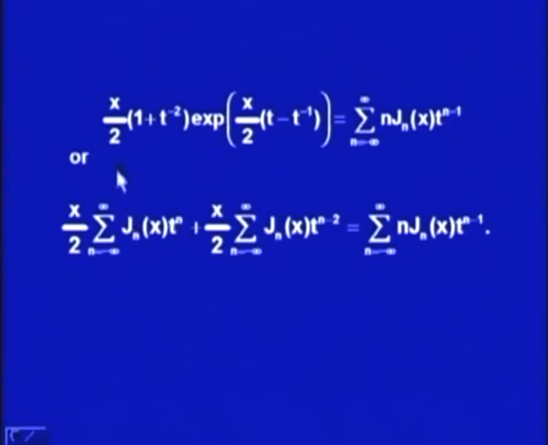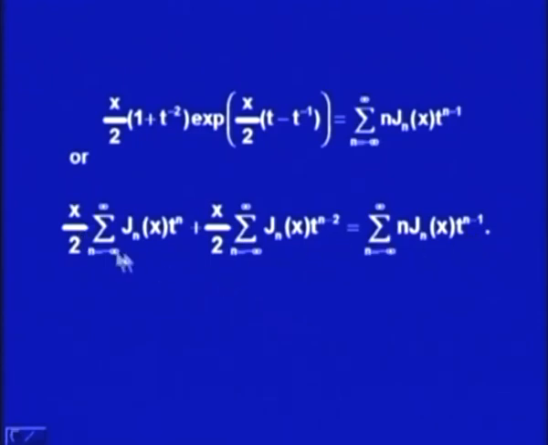So, we get x by 2 into sigma n equal to minus infinity to infinity g n x into t to the power n, and then plus x by 2 into t to the power minus 2 multiplied to sigma n equal to minus infinity to infinity g n x t to the power n, which gives you x by 2 sigma n equal to minus infinity to infinity g n x t to the power n minus 2. So, the left hand side becomes the sum of these two terms, and then it is equal to sigma n equal to minus infinity to infinity n g n x t to the power n minus 1.